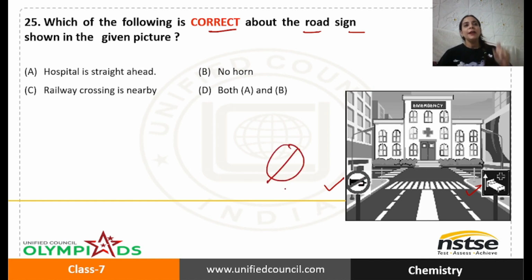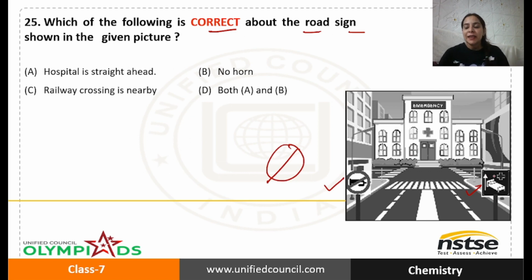Okay, so if you have any picture on any road sign board and it is cut, that means that particular thing is not allowed. That particular thing is not permitted or allowed at that place.